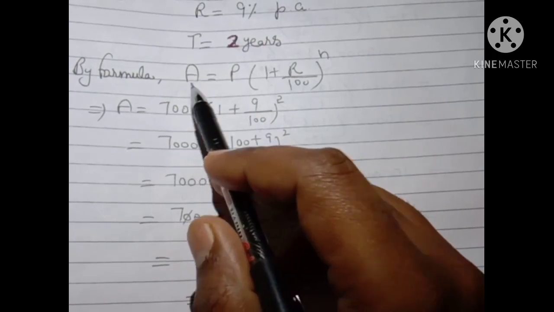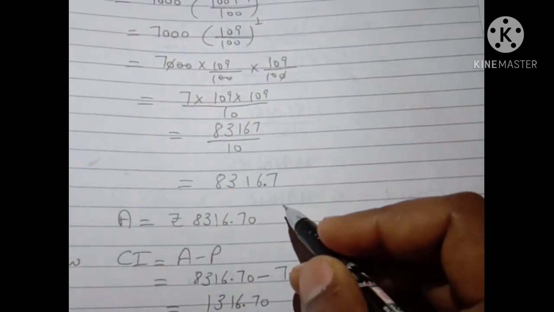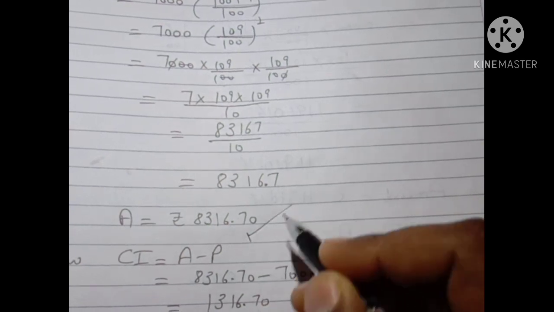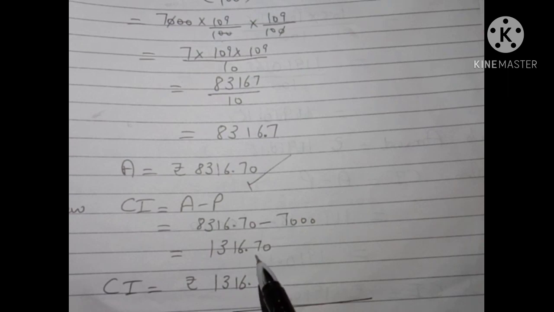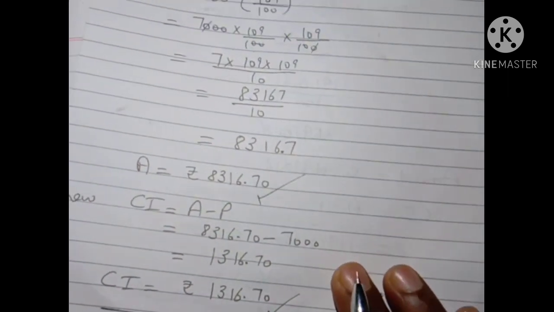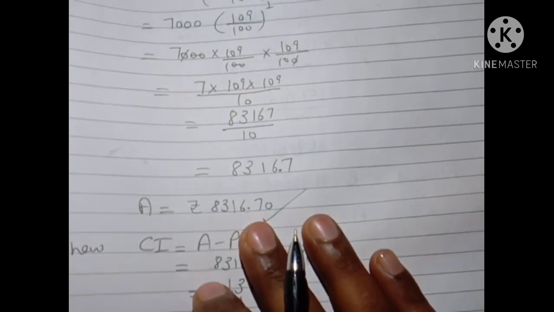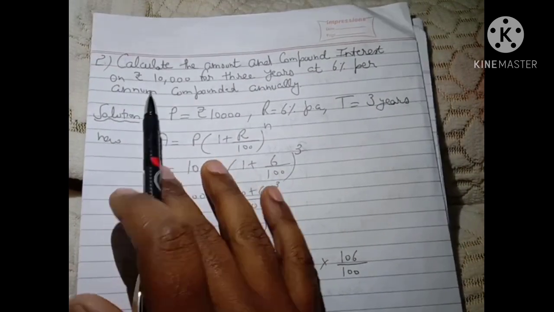We have to only apply, first of all, this formula, that is amount is equal to P into 1 plus R over 100 raised to n, and after solving we find the amount. And after finding the amount, we apply the formula, compound interest is equal to amount minus principal, and after putting the values we can find out the compound interest. And the next sum is also very similar to this sum. Now see the second sum. This is also very similar to the first sum.